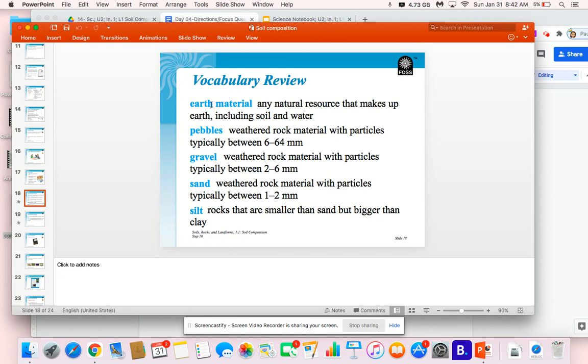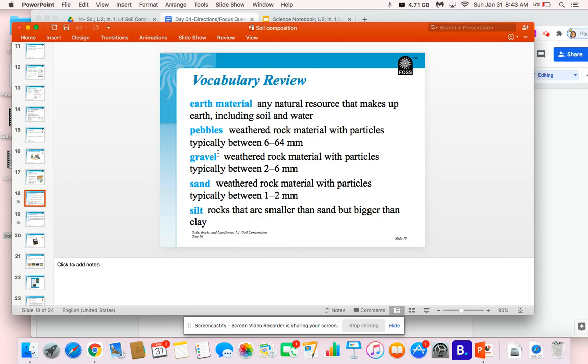Okay, so that is our first word right here, earth material. And the definition of what earth material is, in case you forgot, is that it's any natural resource that makes up earth, including soil and water. Okay, so all soil is made up of earth material, and all soil is made up of rocks and humus.